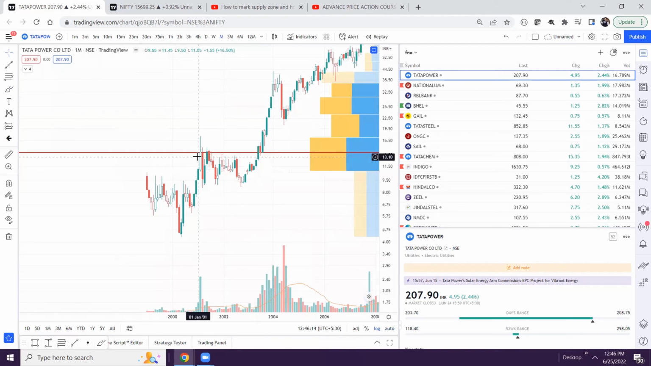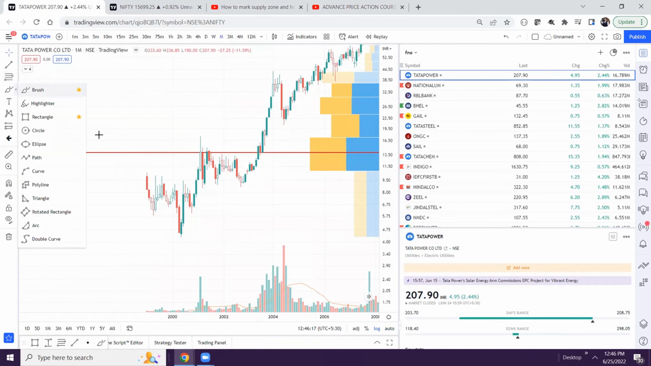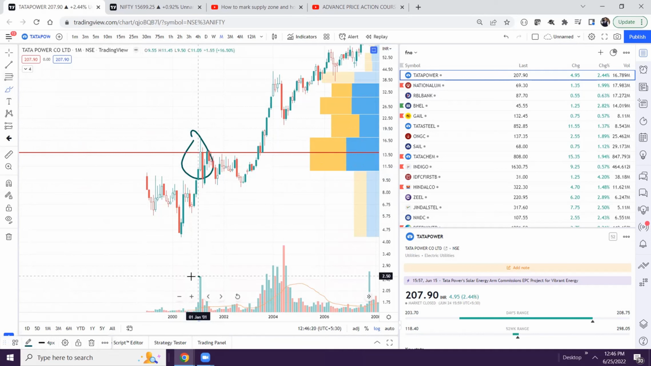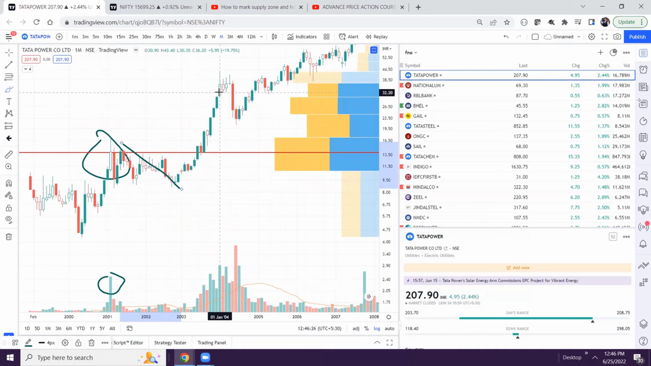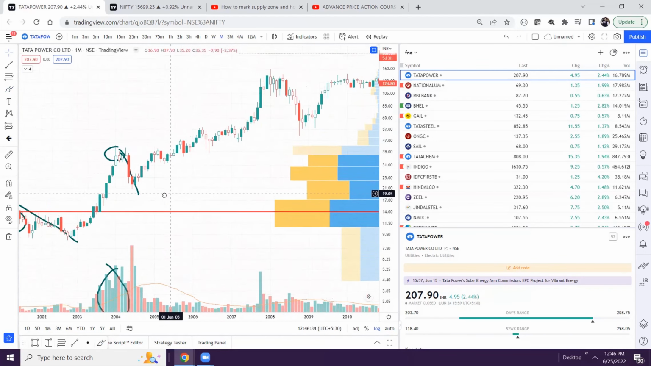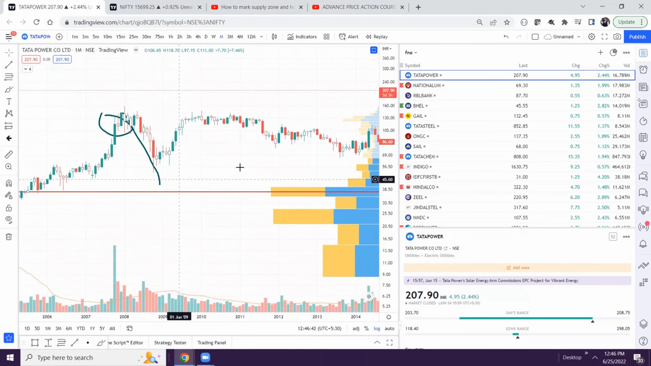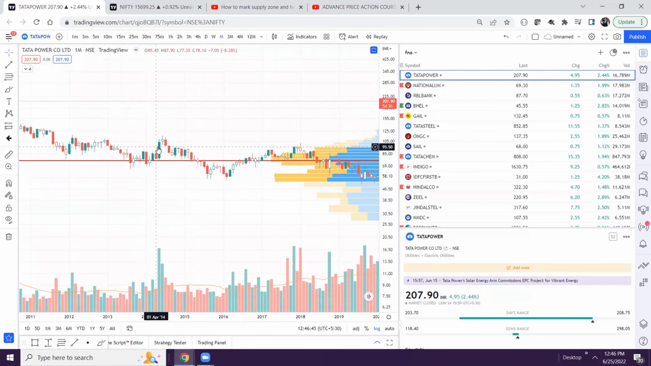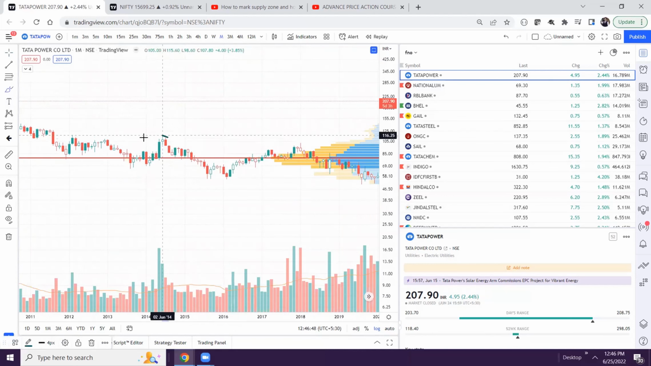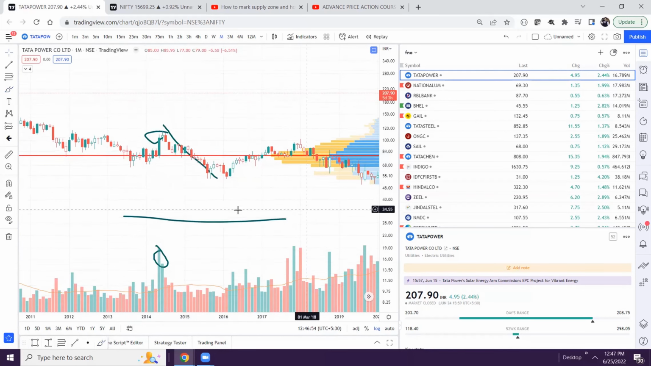So this is 2001. You see a high volume node, and a reversal after that. Again, this is 2004, high volume. Again you can see a reversal. Again this is high volume in 2007, and again there is a reversal. Let us move forward. Again in 2014, high volume, and again there is a reversal.